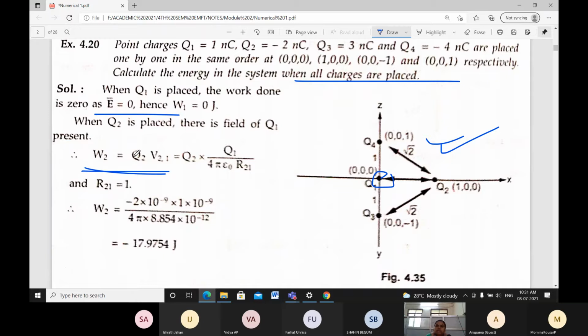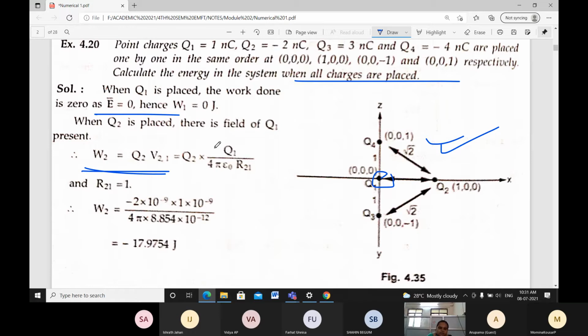W2 is going to be the point charge of that part, that is Q2, and V21, that point charge with respect to the 1. For that reason, that is going to be equal to Q2. We know that V21 is going to be the point charge of that part, Q1 divided by 4 pi epsilon naught into R21, where R21 is the distance between these two, which is going to be equal to 1 only. Yes, the distance from 0 to 1 only.